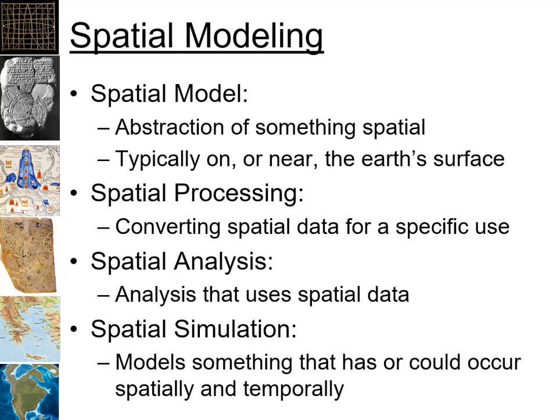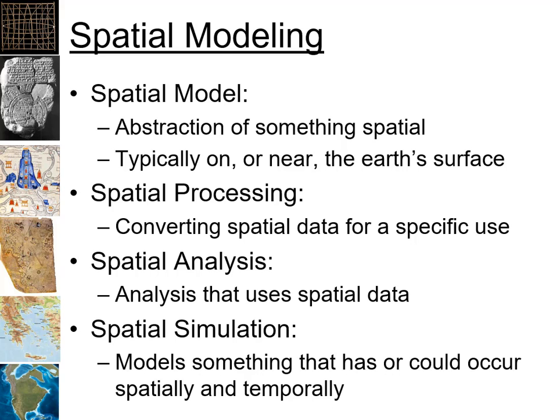Now these are a little bit of my definitions. They aren't as formal as I'd like, but when I talk about spatial modeling, it's an abstraction of something spatial, typically on or near the Earth's surface. People do spatial modeling in the universe, at other planets, on the sun. Mostly we'll deal with the Earth. Both marine and terrestrial environments, but it's an abstraction. It's a generalization of something spatial.